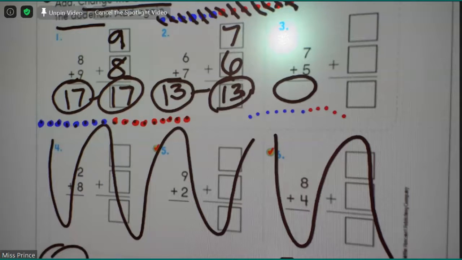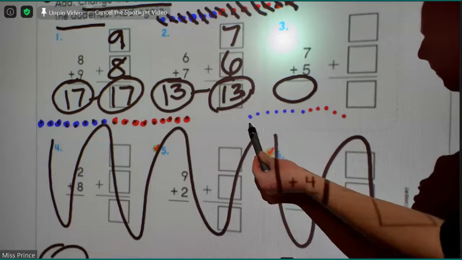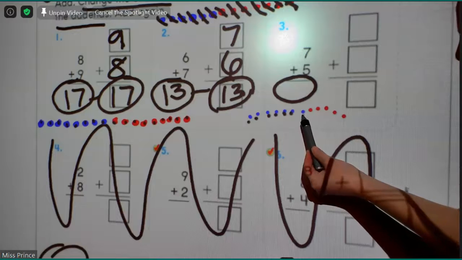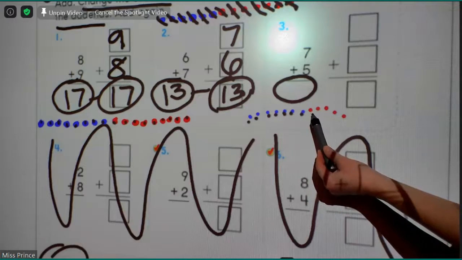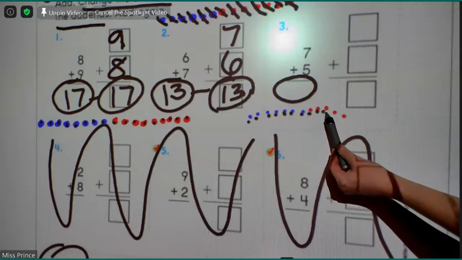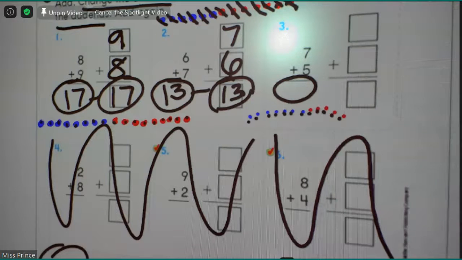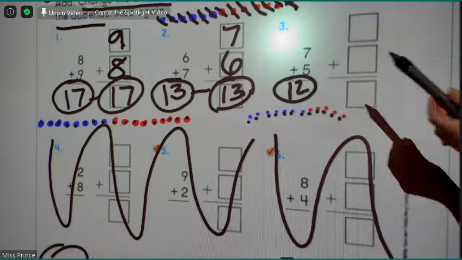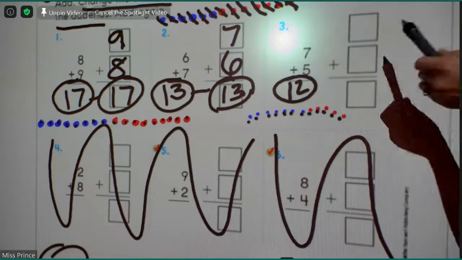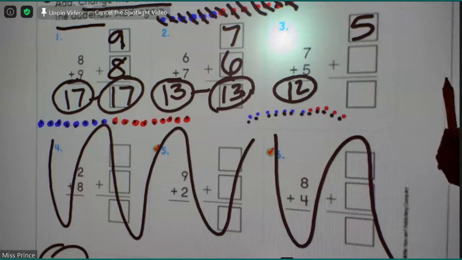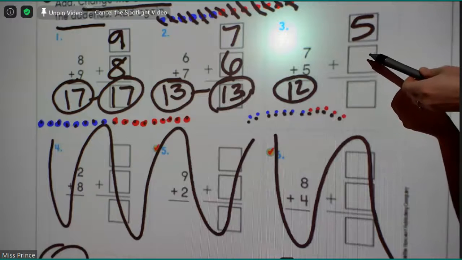Okay. 1, 2, 3, 4, 5, 6, 7. 7 blues. So keep going. 8, 9, 10, 11, 12. Good job. 12. If we have 12 here and we're going to flip-flop it, tell me what number is going up here. 5. Make sure you guys are doing this in your book. I am checking your work when you guys are doing this. And what number goes here?